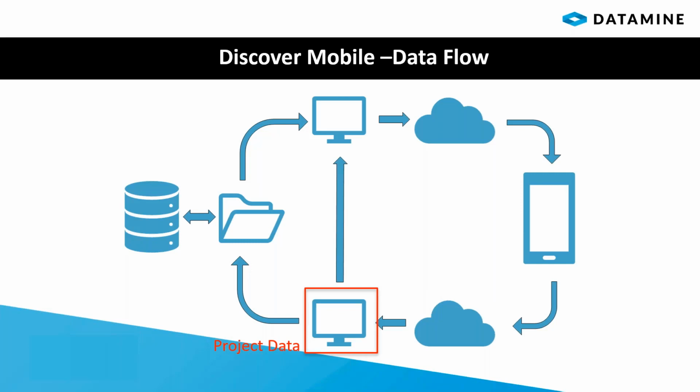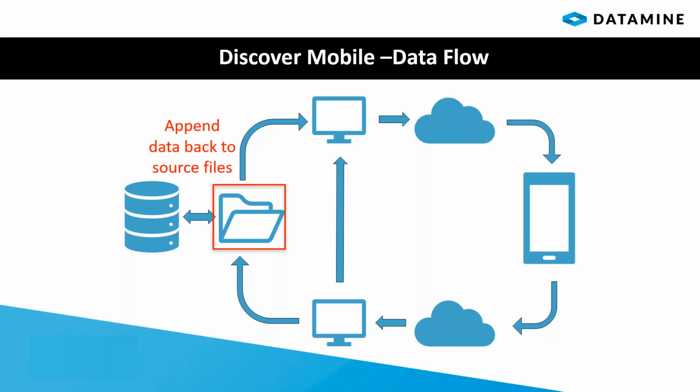So once you've put the mobile data that you've just collected in the field either back into your cloud, or you've just copy and pasted it back from your mobile phone onto your machine, you can then check that project back in to your Discover desktop, and then you will need to update the source files. So once you've checked the project back in, you'll be able to browse the files and see that the points you have collected are there, and you will then need to update and append these files back into the source files.